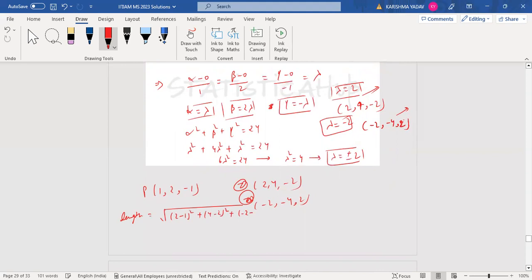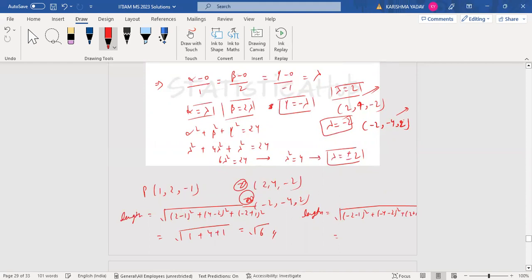Plus (minus 2 minus minus 1), which is minus 1, whole square. That equals root of 1 plus 4 plus 1, that is root 6, right? Now let's find the distance for the second point, which equals root of (minus 2 minus 1) whole square plus (minus 4 minus 2) whole square plus (2 plus 1) whole square.